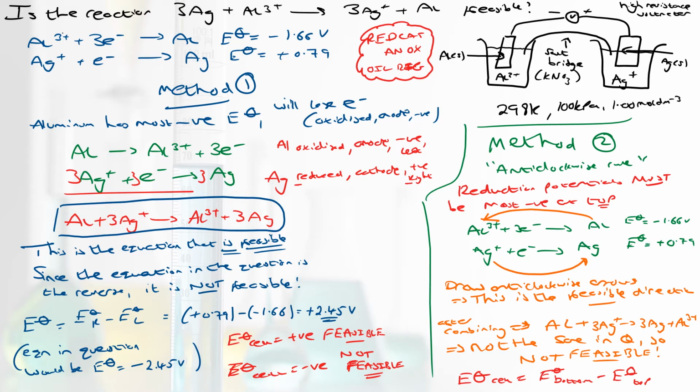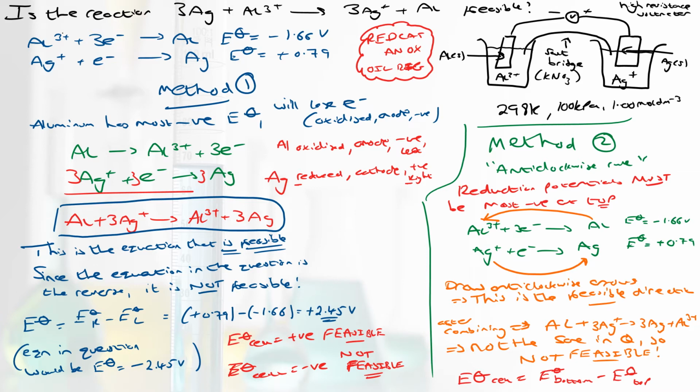Now, because this equation is different to the equation in the question, you'll notice it is just the reverse equation. So the equation in the question is not feasible. Essentially what that equation in the question requires is for the electrons to move from positive to negative, which we know they don't do. So we can calculate our E cell value for this half cell by doing the right minus the left for what we've written down.